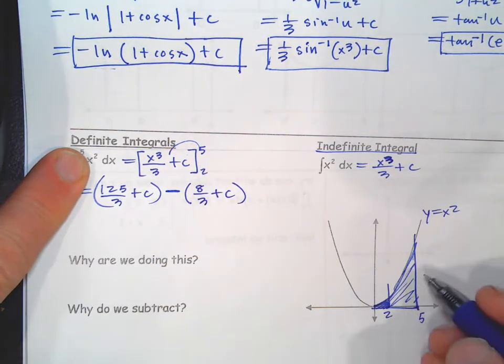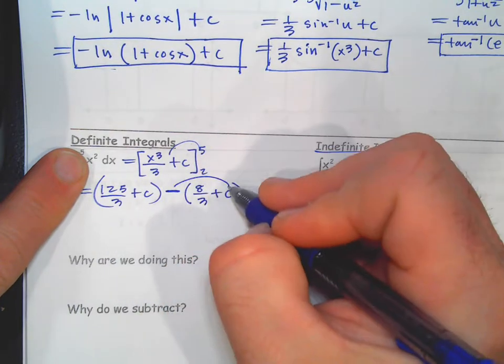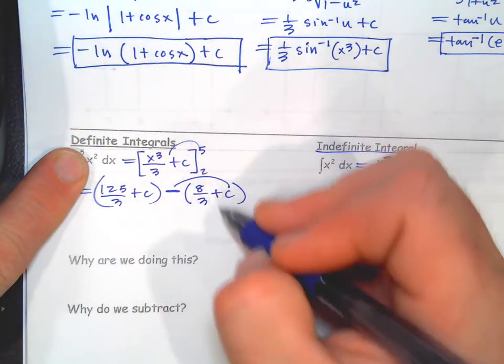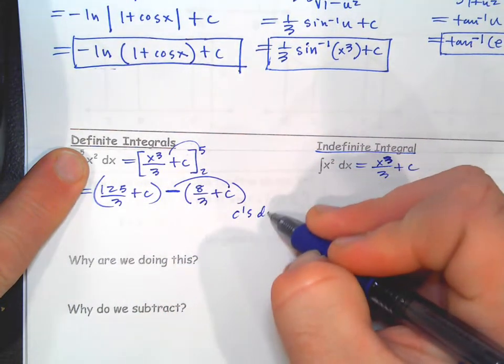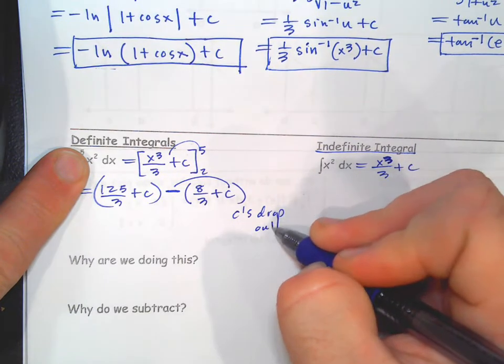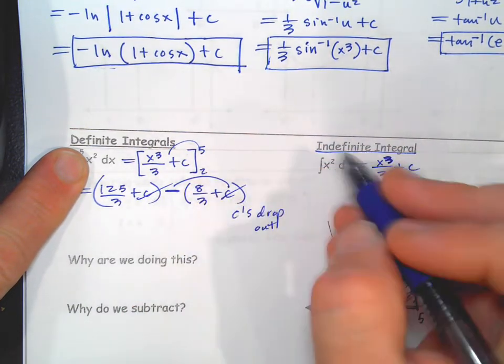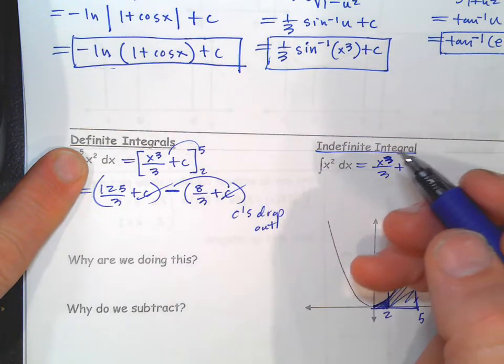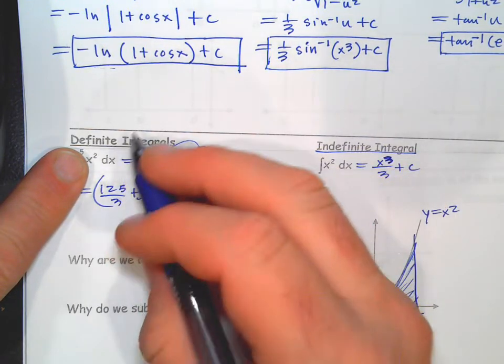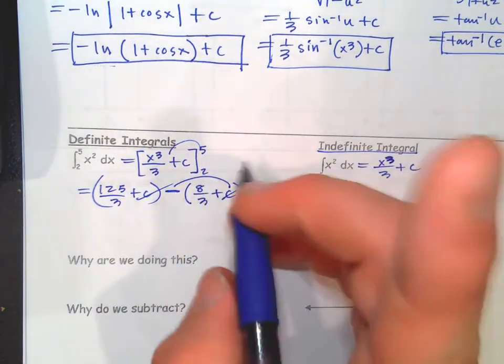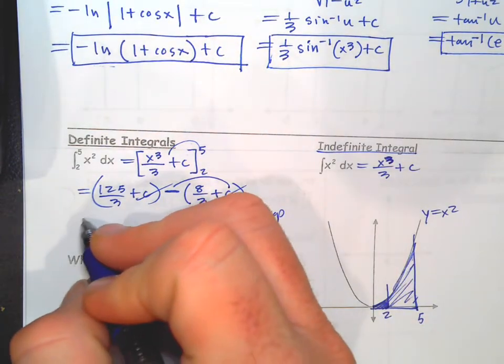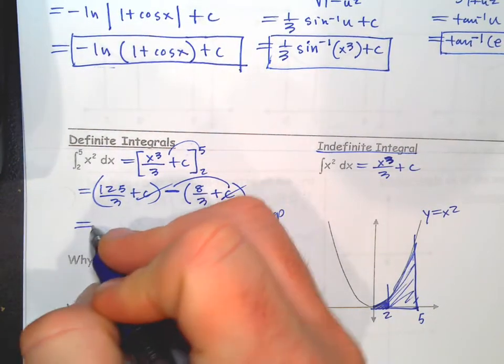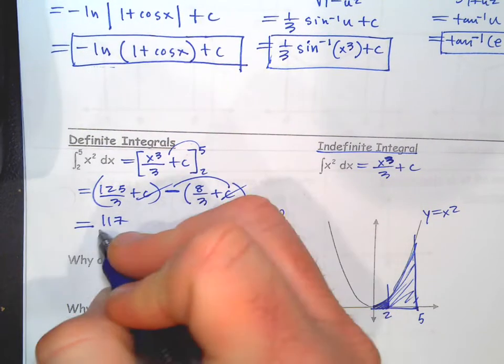So it's always subtraction. Now, what you might notice happens with the C's is that the C's drop out every single time. Even without knowing what C is, they always drop out for definite integrals. Indefinite, you need it. So we're just not even going to bother writing it in the future if you guys are cool with that. I mean, you could if you want.